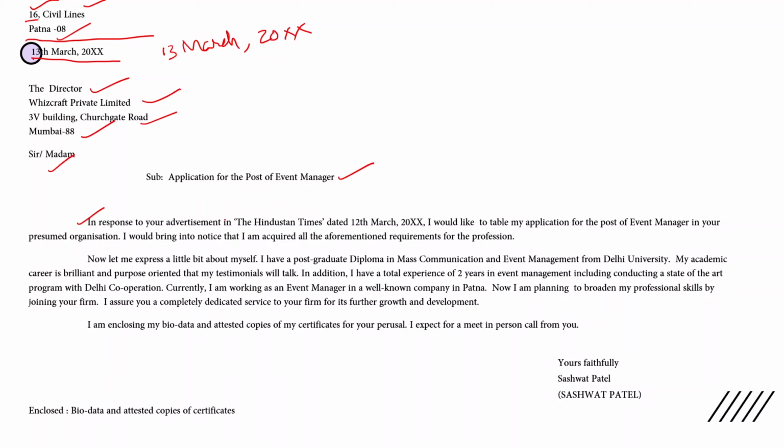In response to your advertisement in the Hindustan Times dated 12th March 2000 something, I would like to table my application for the post of event manager in your presumed organization. So then we are going to state what we are going to do. That is, we are tabling the application for the post; we have to mention the post for which we are applying. In your presumed organization. Presumed means reputed.